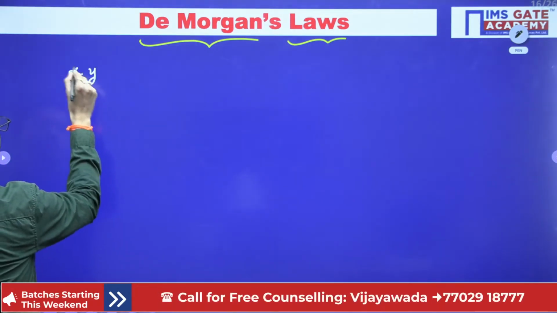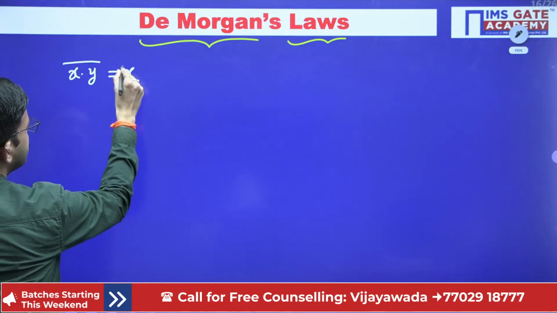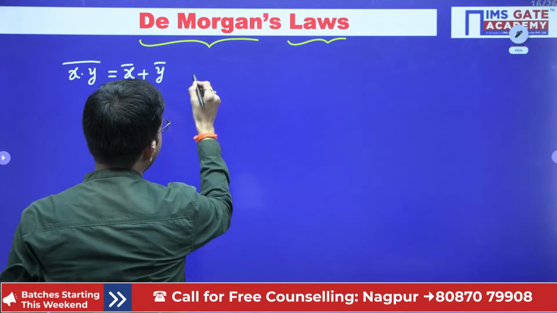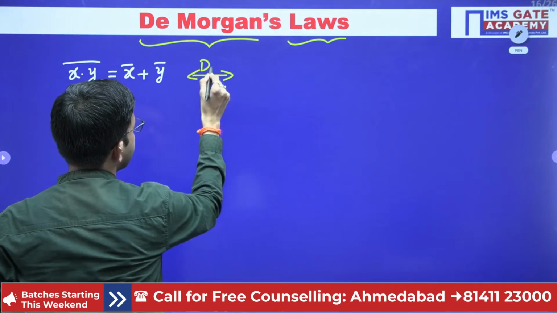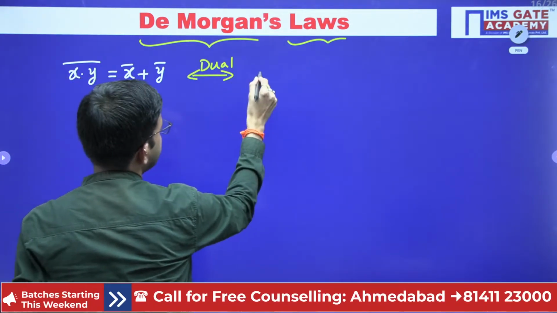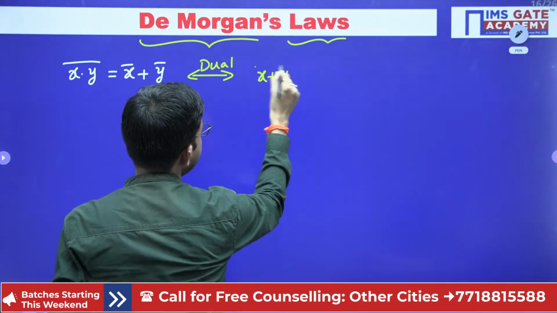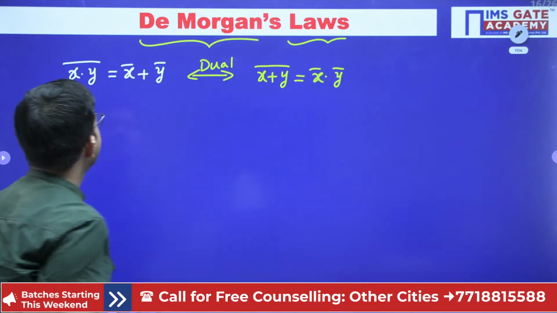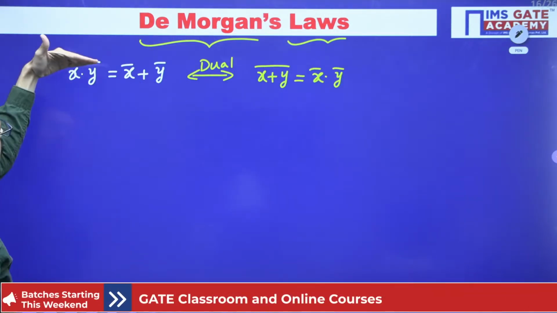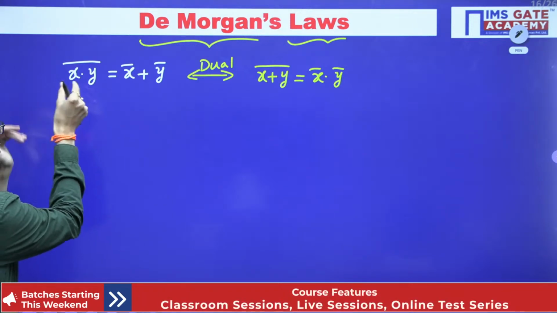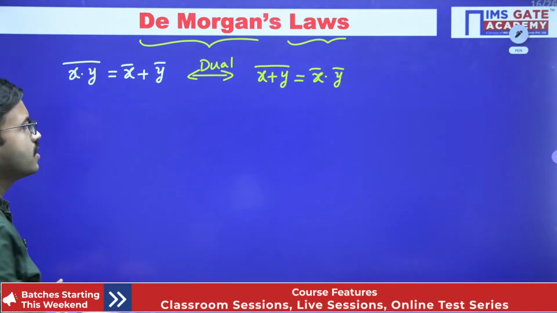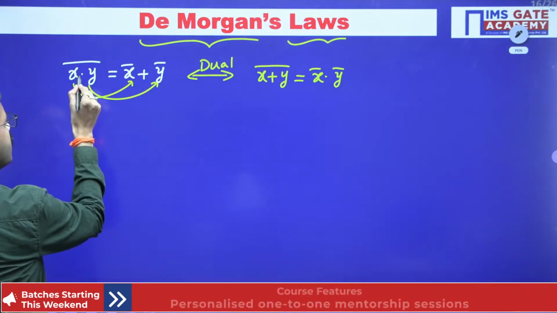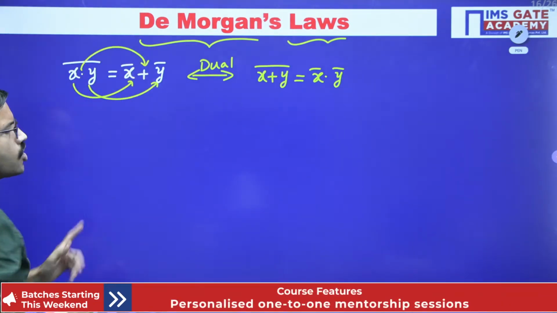So xy whole bar is equal to x bar plus y bar. And similarly, if you apply the dual, you will get x plus y whole bar is equal to x bar and y bar. See, it is very simple. Under the complement, each variable you are having will get complemented. And then where logical AND is there, you will get logical OR.